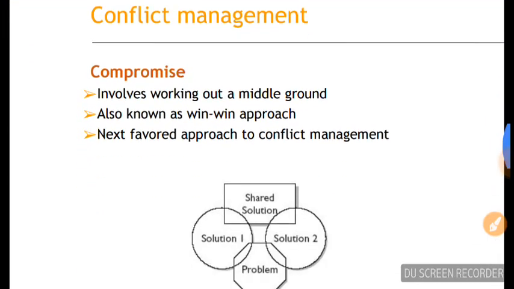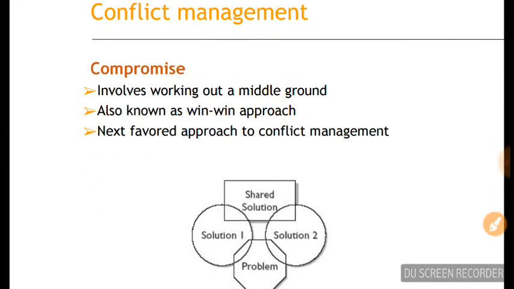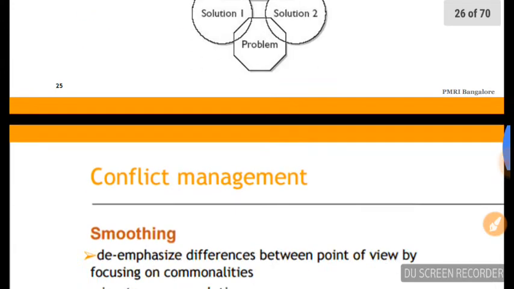Then compromise, which we call a win-win situation, involves working out a middle ground, also known as a win-win approach. This is the next favored approach to conflict management. So the best is confronting the issue, then negotiate and get into a kind of win-win arrangement.